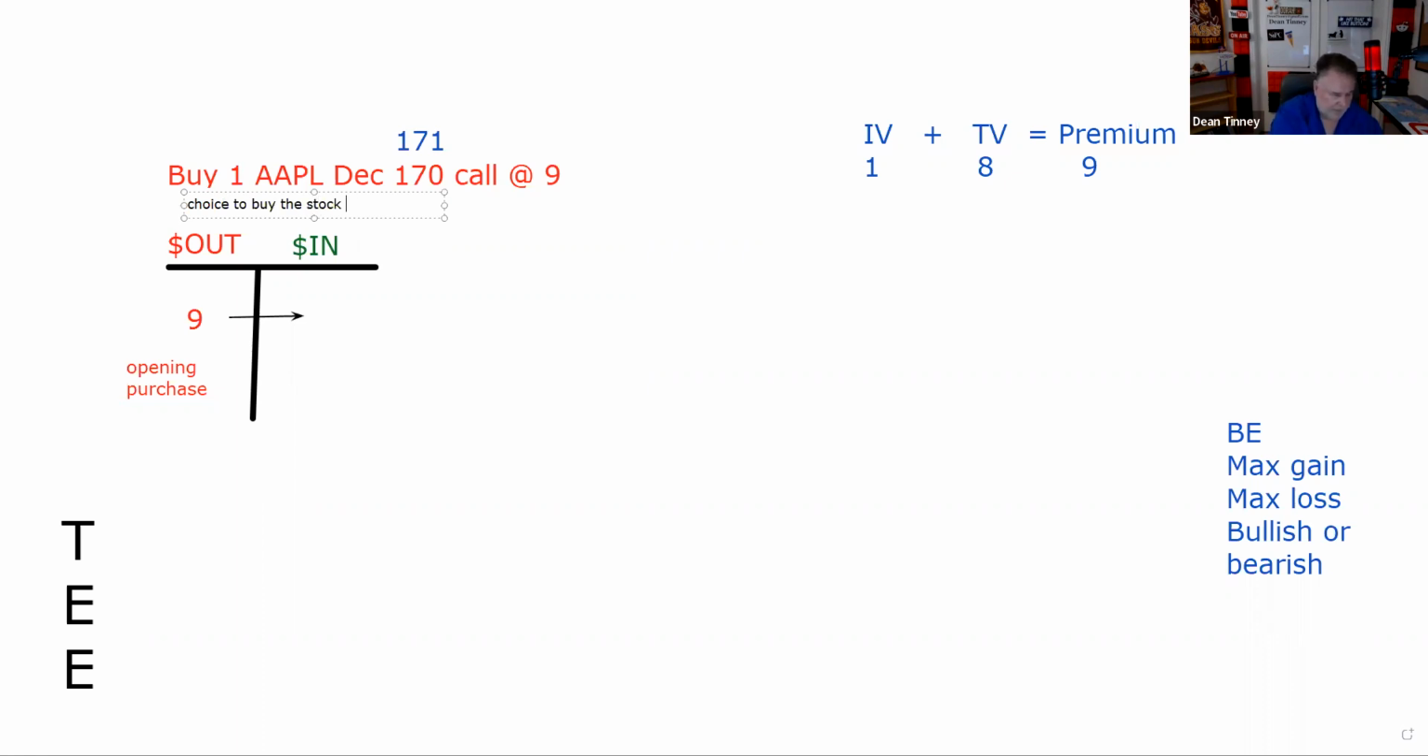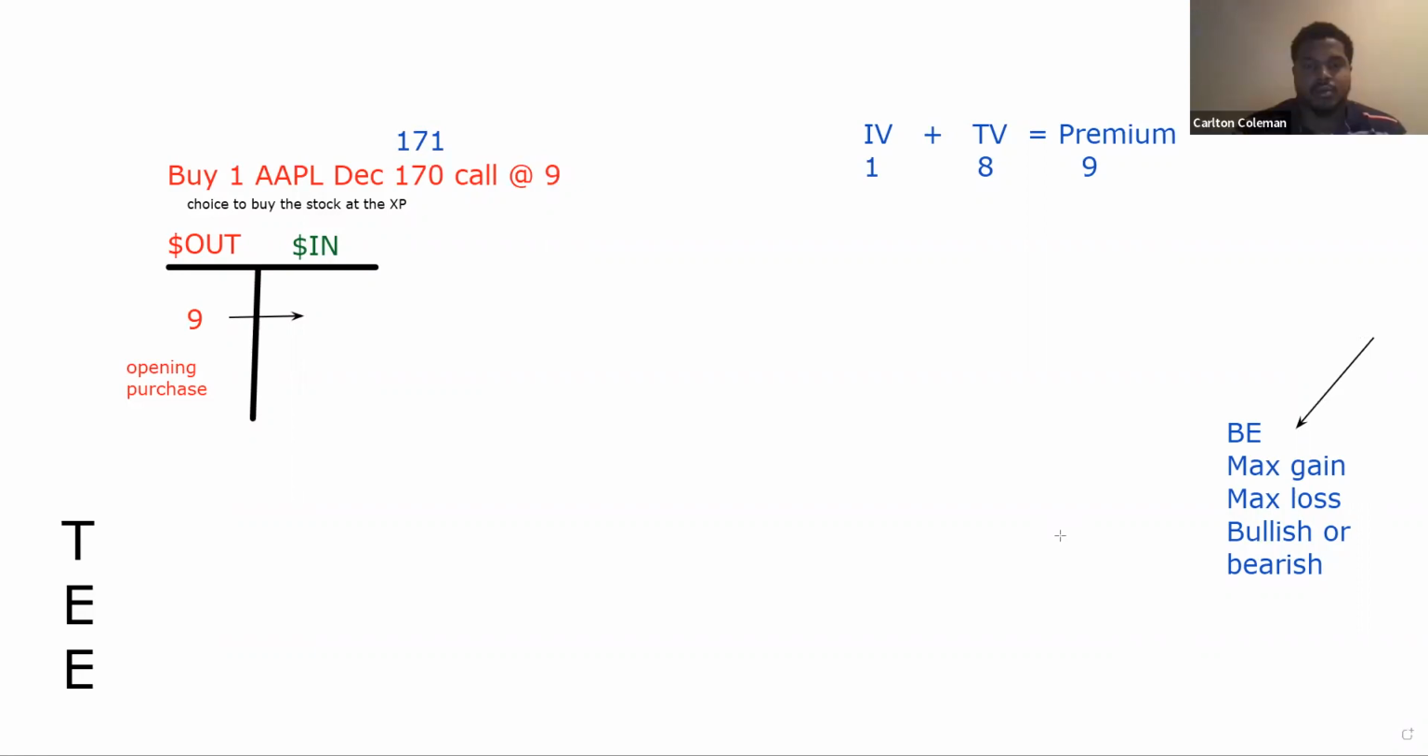Okay, your choice. What is the break even, max gain, max loss, bullish or bearish? I'll take any of these answers from you, because those are the things you have to be able to do on the test. So the break even should be 179. You are correct. Strike price plus premium. Break even is 179. So let's put that there.